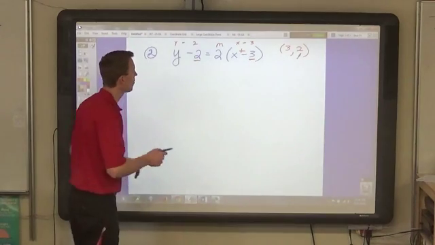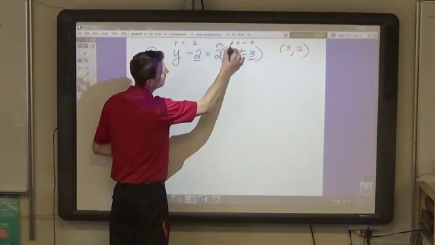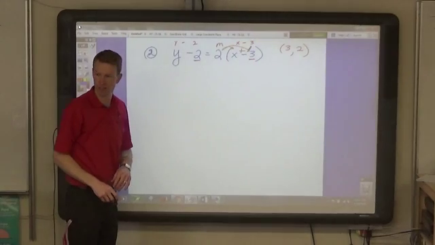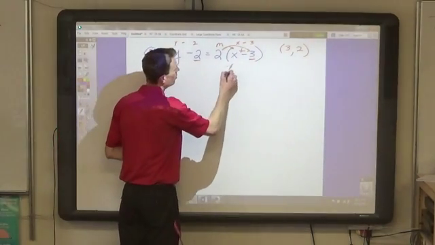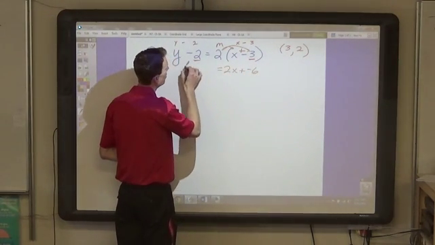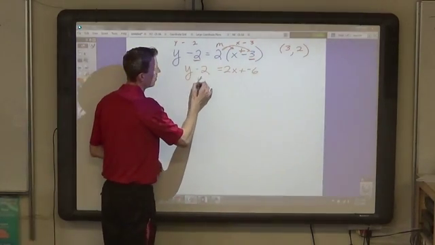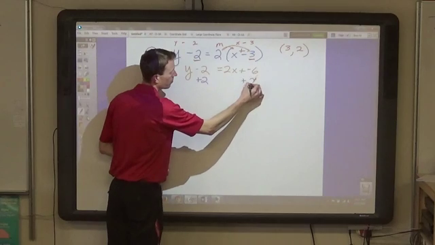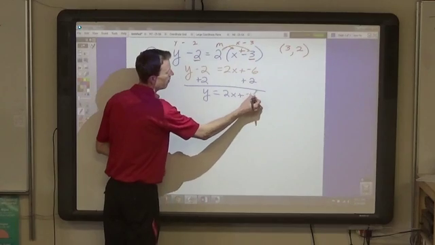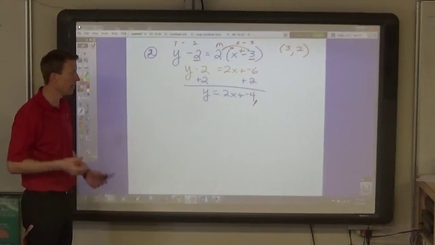All right? So now to solve it for y, first, you have to distribute the 2. You have to multiply the 2 over the parentheses, right? 2x. So 2x plus -6 equals y minus 2. Then add 2 to both sides, and y equals 2x plus -4. That's it. That is solved.